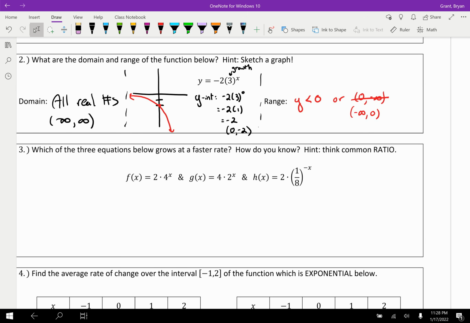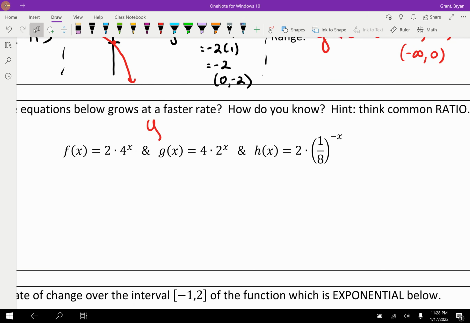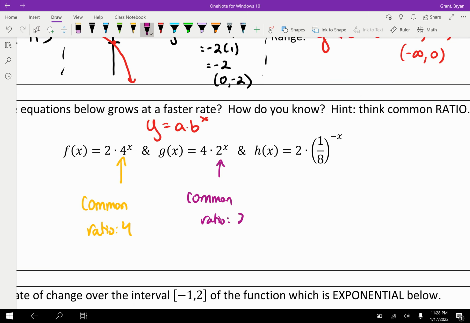So let's take a look at the common ratios and see which one is largest. Our common ratio, and it looks like all of these are written in the form of a times b to the x power, is b. So 4 is my common ratio. Not bad. 2 is my common ratio. And so if it was just between f of x and g of x, f of x would grow faster because you are multiplying by 4 every time. And last but not least, 1/8. What a silly question. 1/8 is super small.